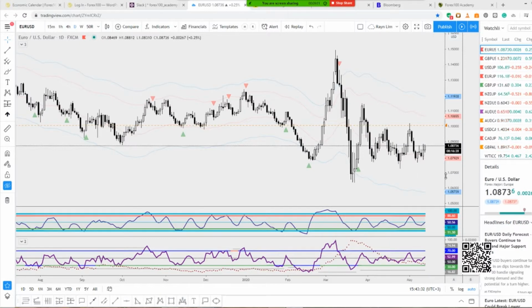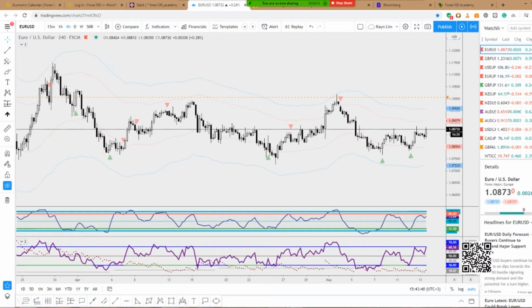On the daily chart on Euro Dollar, we can see that there's a bit of reversal right now. Okay, down to the 4-hour chart. On the 4-hour chart, we can see that these arrows help us to identify trading opportunities.